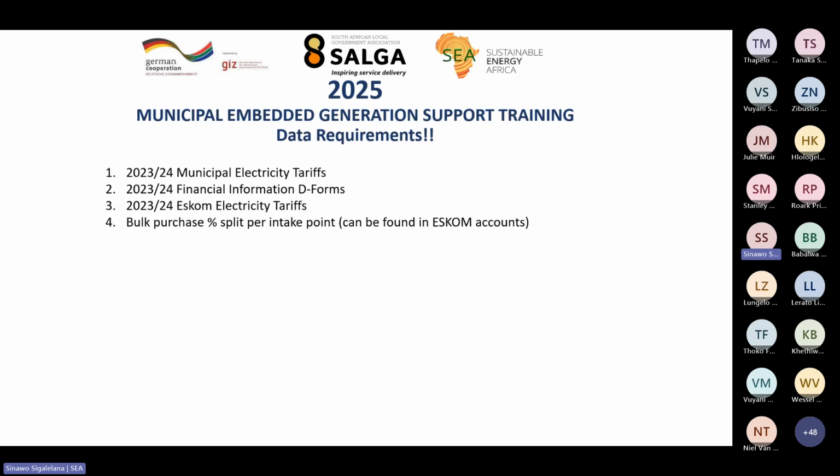Because what we want there is to say, okay, what is the percentage split in terms of your total overall bulk purchases? Which ones are charged at this tariff? Which ones are charged at that tariff? So that's what we are going to do in our smaller groups, just to discuss those data requirements.